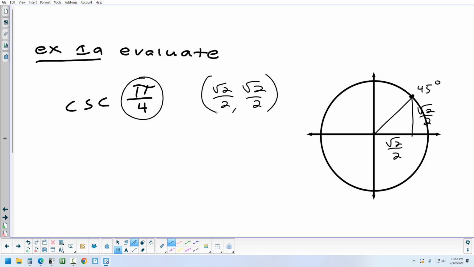And how do we get cosecant? We flip what? Flip the y. So wouldn't it just be square root of 2? It'd just be square root of 2. Okay. Any question on that one?